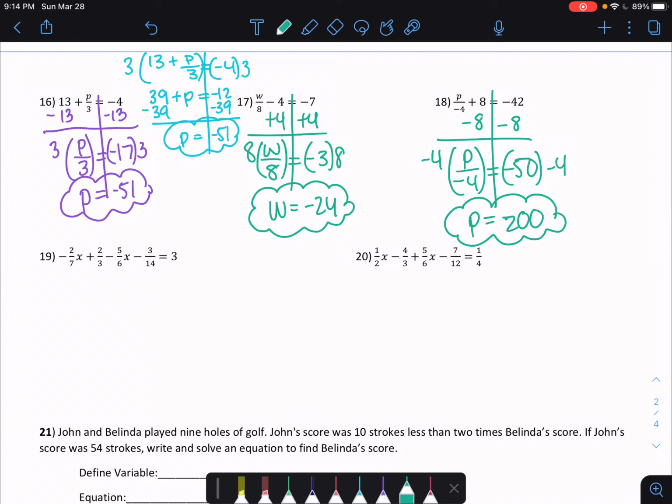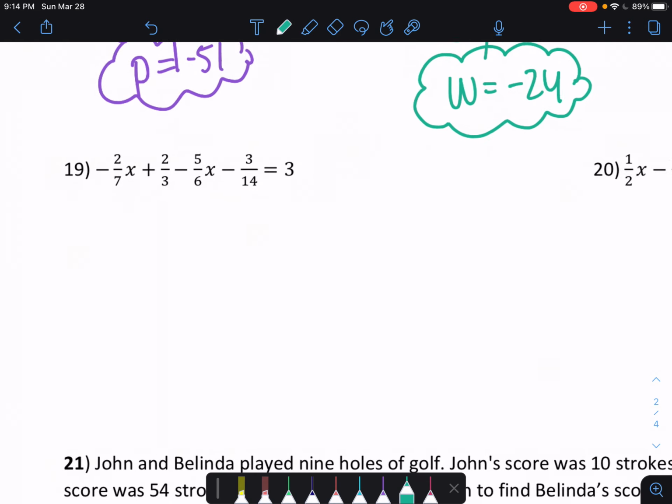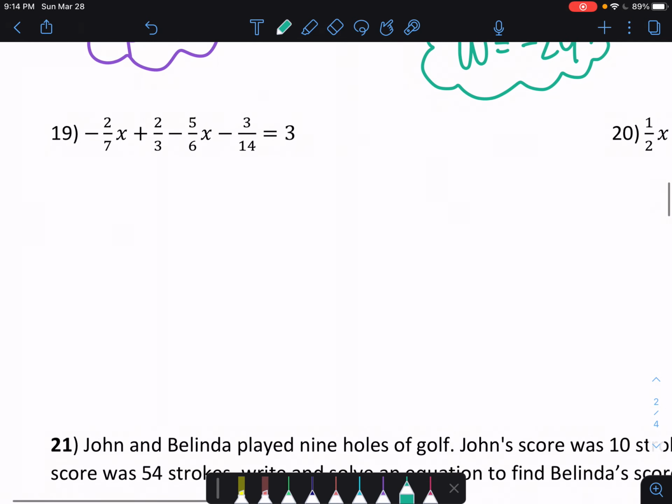In number 19 and number 20, I'm actually going to zoom in here a little bit so I can show my work really well. For number 19 and for number 20, this is where we're going to multiply by the least common multiple. The least common multiple here is going to be 42. So I'm going to multiply the entire equation by 42. So I'm going to write everything out.